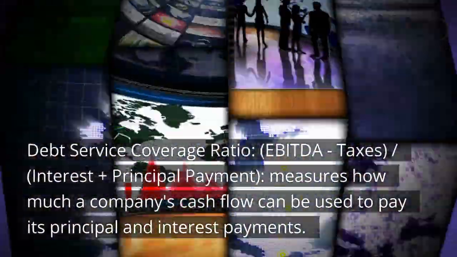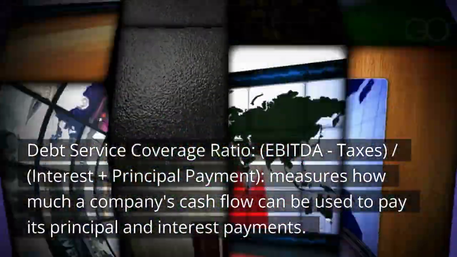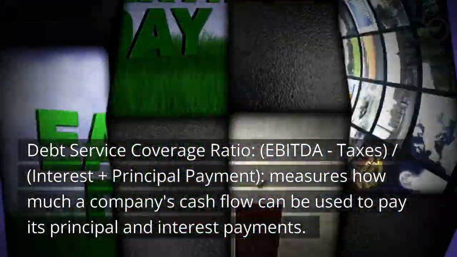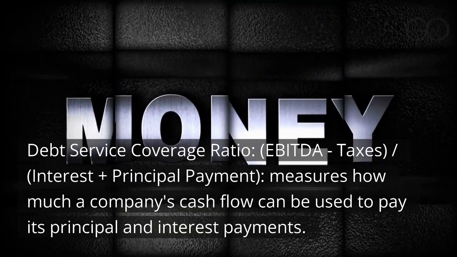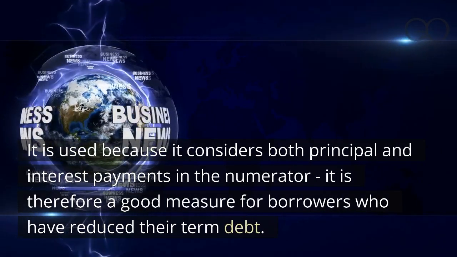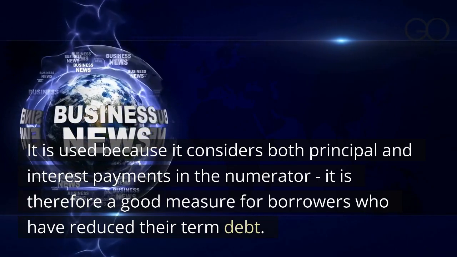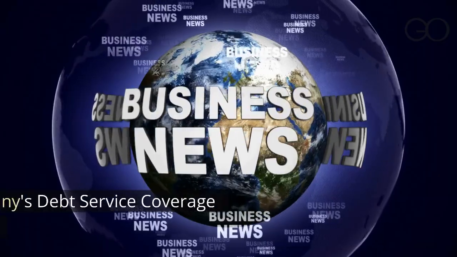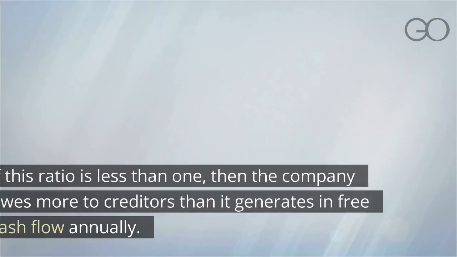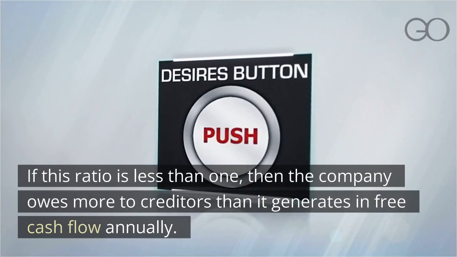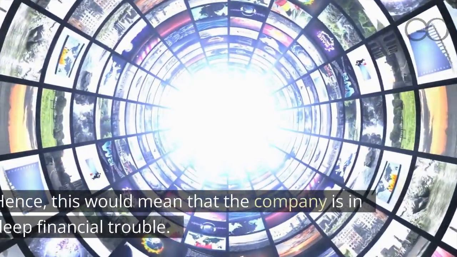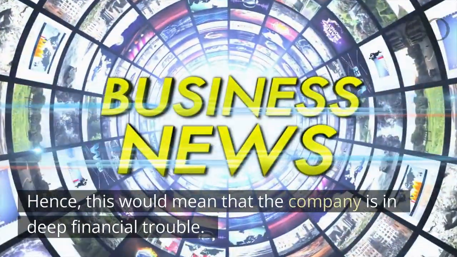Debt service coverage ratio, EBITDA minus taxes, over interest plus principal payment, measures how much a company's cash flow can be used to pay its principal and interest payments. It is used because it considers both principal and interest payments in the denominator. It is therefore a good measure for borrowers who have reduced their term debt. The higher a company's debt service coverage ratio is, the better. If this ratio is less than 1, then the company owes more to creditors than it generates in free cash flow annually. Hence, this would mean that the company is in deep financial trouble.